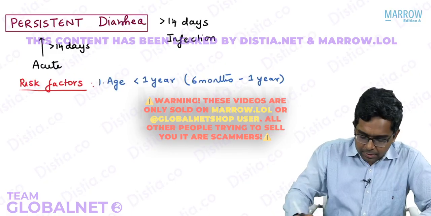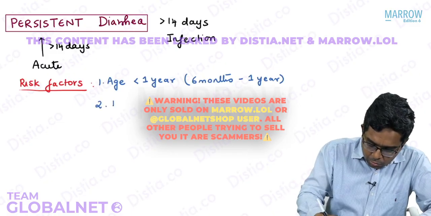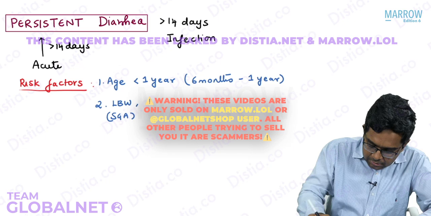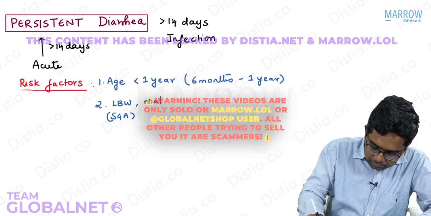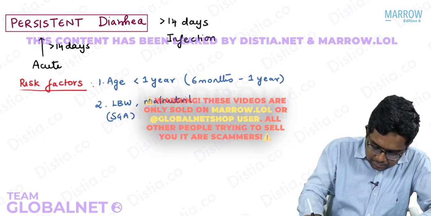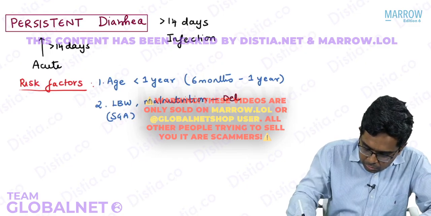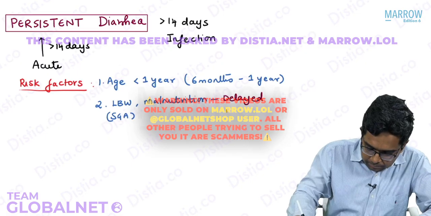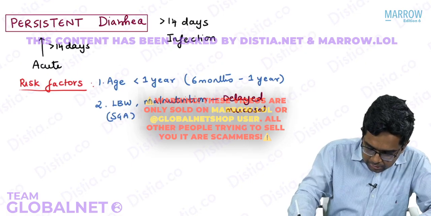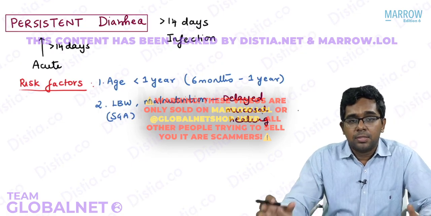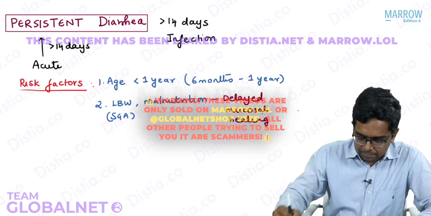Number 1. Second is children who are born as low birth weight babies or babies who are born as small for gestational age or SGA babies, as well as children with malnutrition. What happens here is there is delayed healing of the gastrointestinal mucosa. This results in unusually prolonged diarrhea causing persistent diarrhea. That is the second reason.